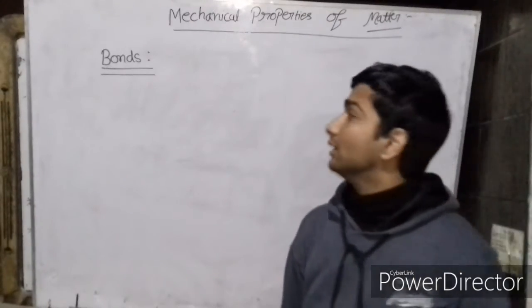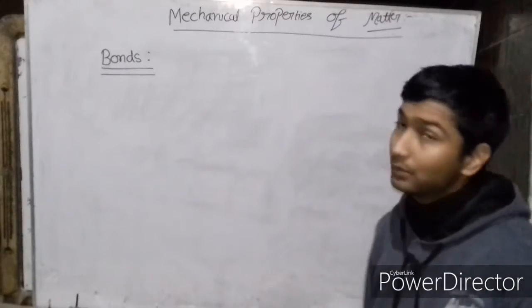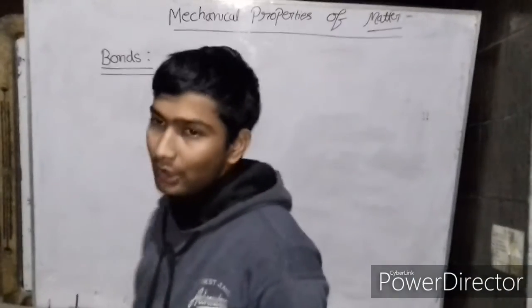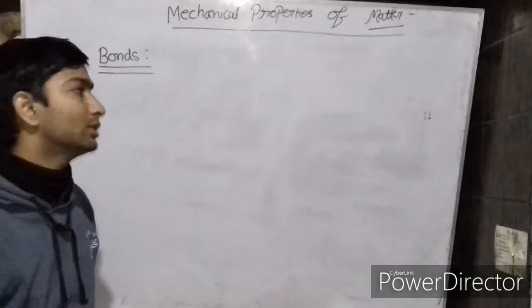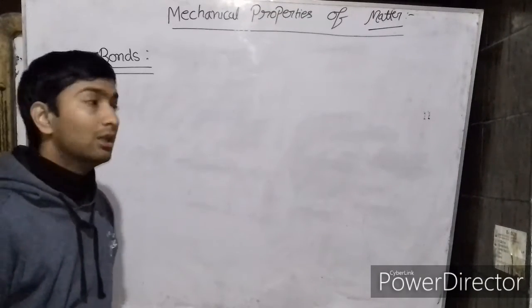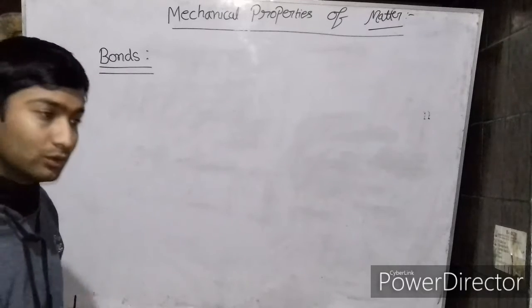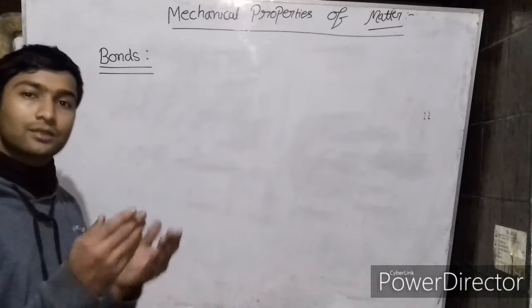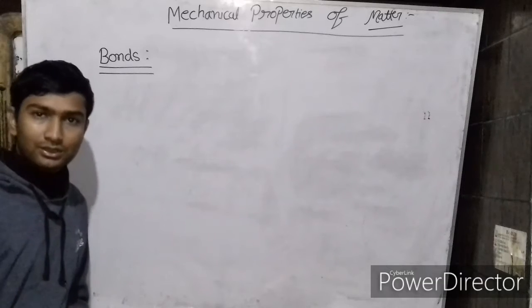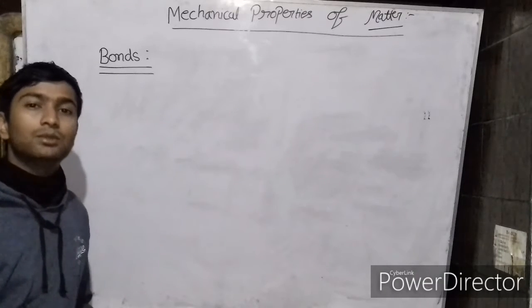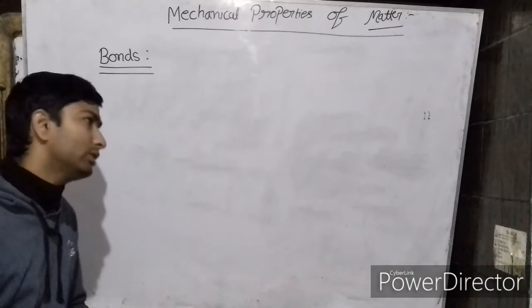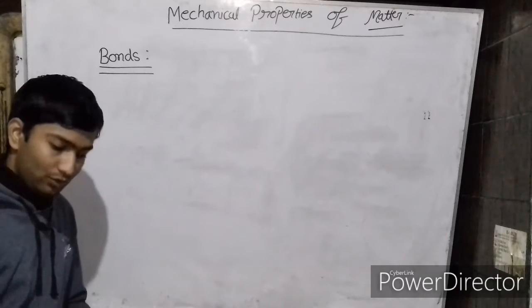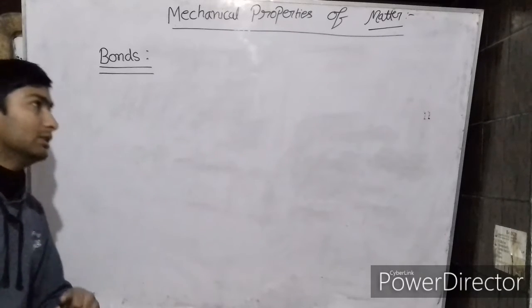This is the third video in the topic of mechanical properties of matter. In the last two videos we discussed the stability of atoms, how atoms are held together, and how a group of atoms are held together in their equilibrium state, the state of attraction and repulsion between them, and at what pace they take place. If you have not watched those, you can go there and watch them.